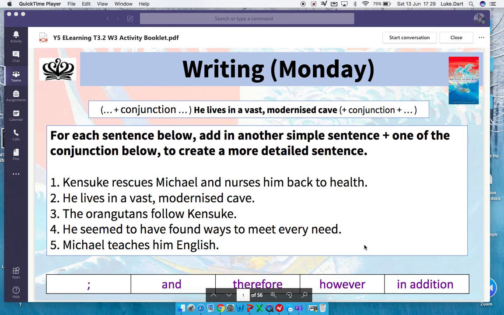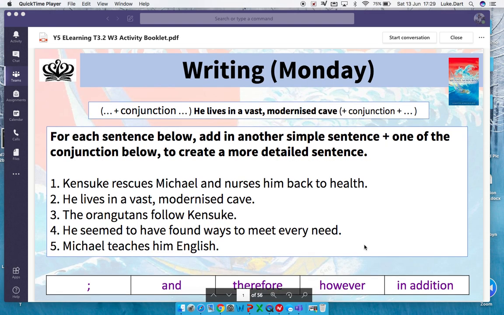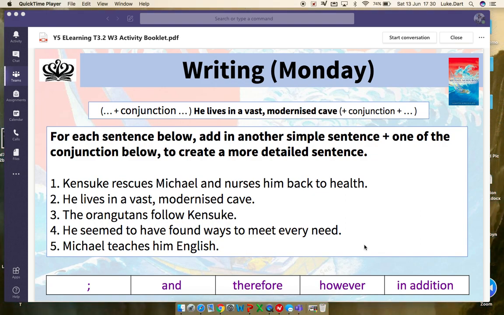Now, I hope that's starting to make sense. All right, it'll be great if you have a go at doing this before you come to the clinics, and then Ms. Falls and I can talk you through in more detail if you need it. What you have down here are 5 different simple sentences. 1, Kenzuki rescues Michael and nurses him back to health. 2, he lives in a vast modernised cave. 3, the orangutans follow Kenzuki. 4, he seems to have found ways to meet every need. 5, Michael teaches him English.